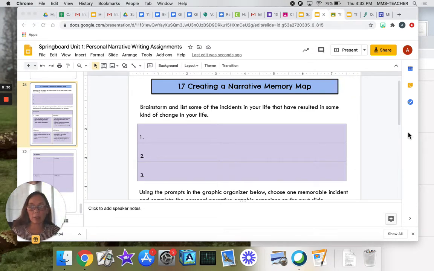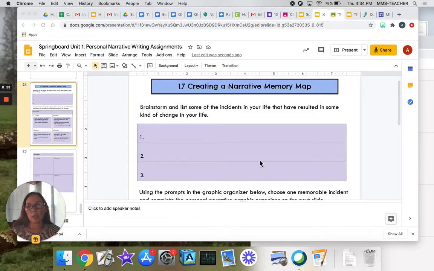dialogue, and we even looked at a few narratives, and you took a look at all of the elements that would go into writing a personal narrative. So here in this lesson, you're going to be creating a narrative memory map. Now think of it like a T-chart. It's kind of like a graphic organizer to help you organize what you want to write in your personal narrative.